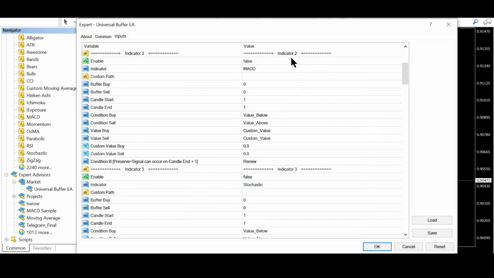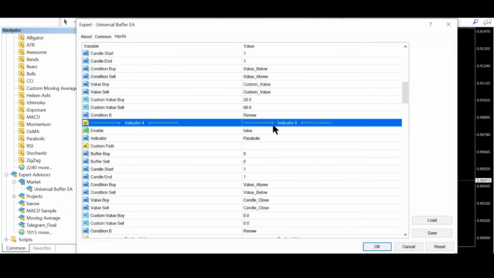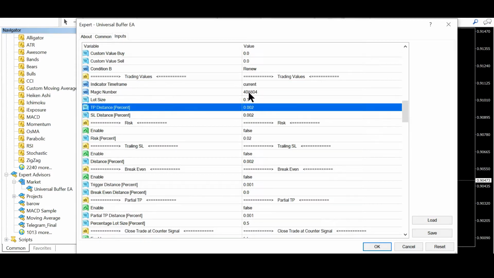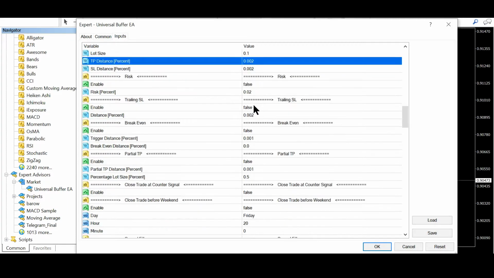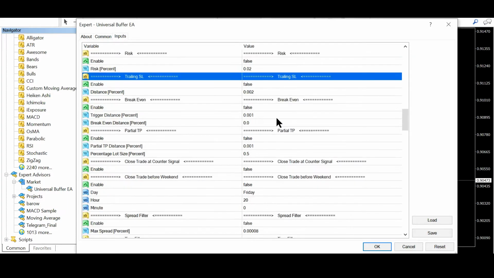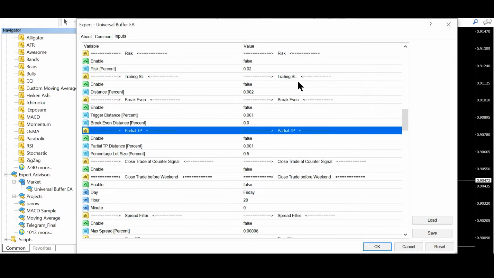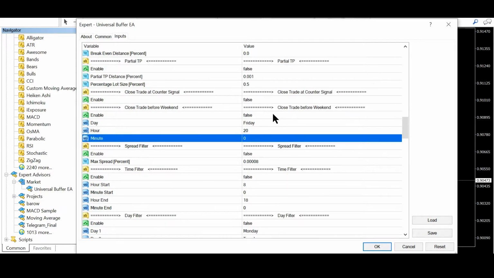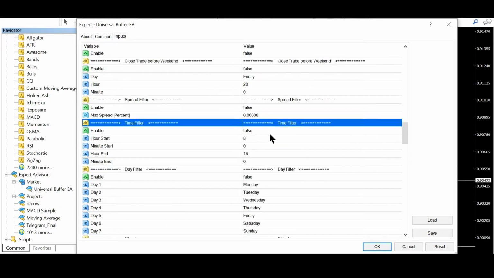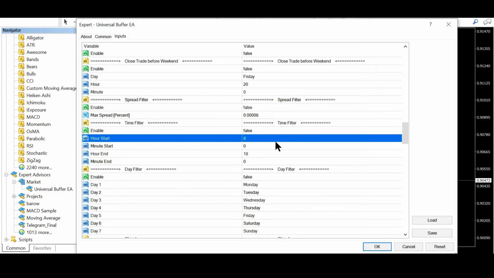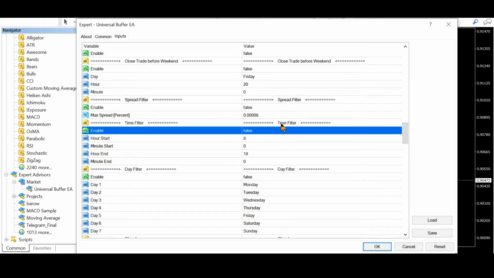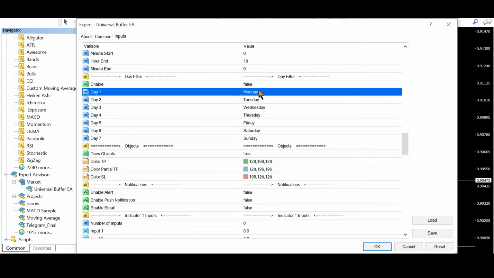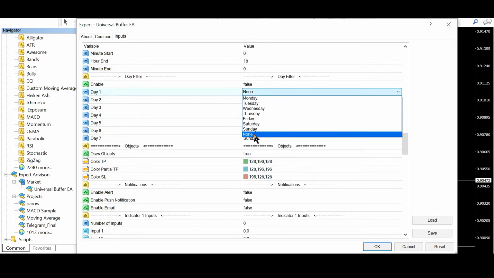Here you can choose a second, a third or a fourth indicator. Here you can specify trading values, for example the lot size or take profit and stop loss. And here you have more options, for example trailing stop loss, break even, partial take profit. And here you have some filters, for example a time filter. Maybe you don't want to trade in the night, so you can enable this filter here. And here you have a day filter. Maybe you don't want to trade on Monday, so you can disable it.